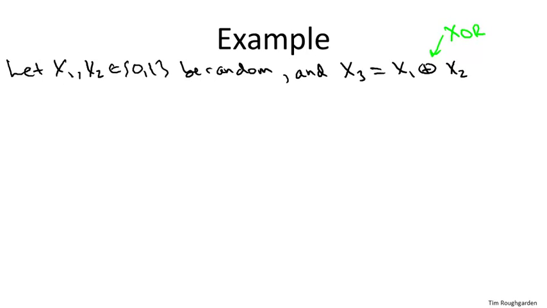Okay? So that's exclusive OR. Now this is a little hand-wavy. When we start talking about probabilities, if we want to be honest about it, we should be explicit about the sample space. So what I mean by this is that x1 and x2 take on all values.